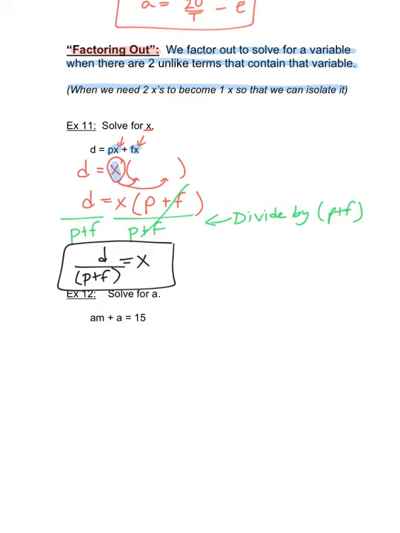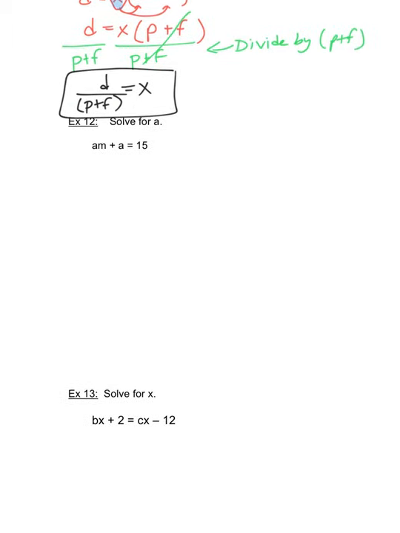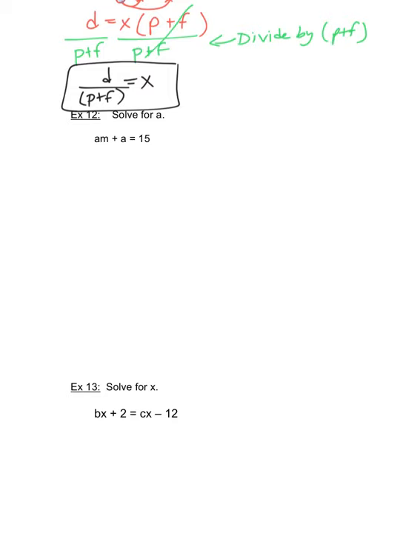I'm going to take a look at one more example today, and then we'll stop for today. Example 12 says solve for a. You might want to pause the video and try to see if you could solve for a. Again, the a is in two places, and I can't combine them, so I'm going to put the a outside of parentheses like this and set up the distributive property. I'm going to think to myself, a times what two terms would give me am plus a?